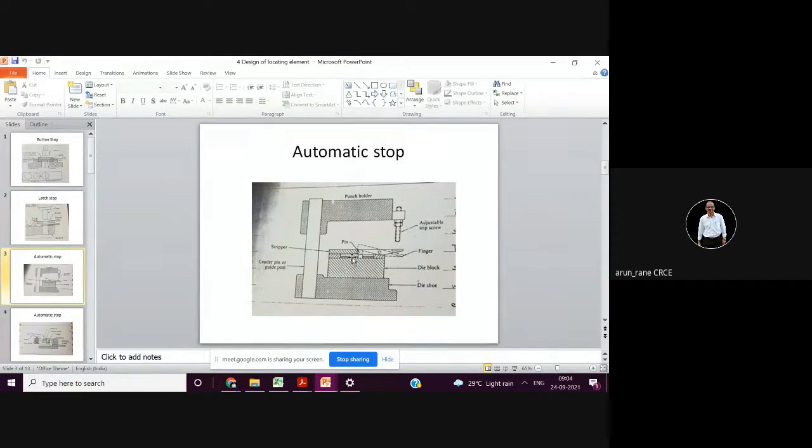Okay, so when the ram moves down, that time this finger stop comes down, and when the ram moves up, that time the finger stop moves up. So like that it is.